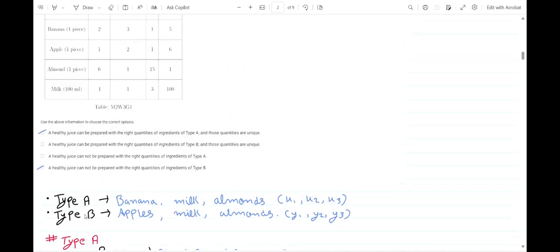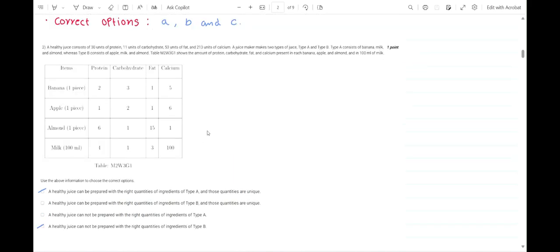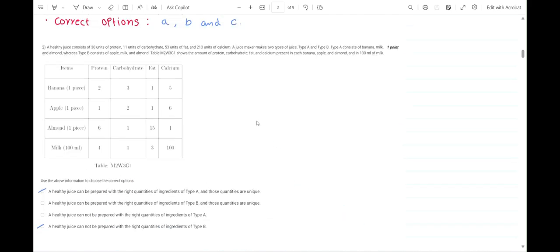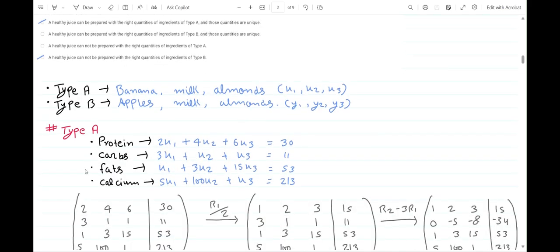Okay, so first let's see where these equations came from. Type A consists of banana, milk, and almonds, and if we look at the amount of protein that each of these ingredients has from the given table, then we can see that banana has 2 units of protein, milk has 4, and almonds have 6 units. Similarly, we can do it for carbohydrate, fats, and calcium also.